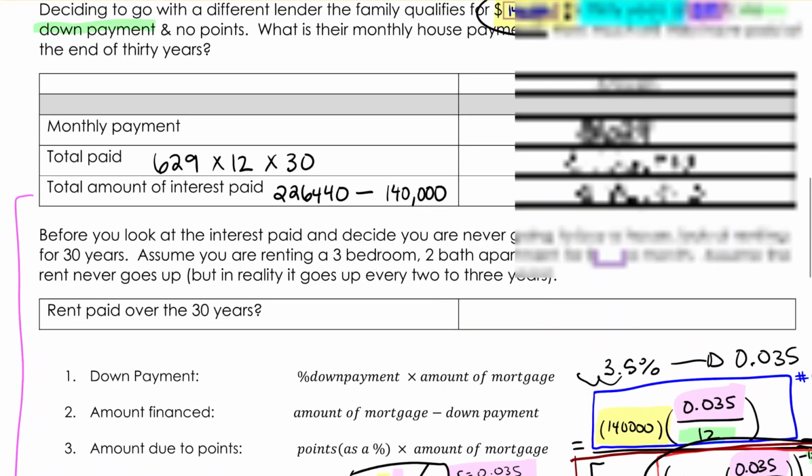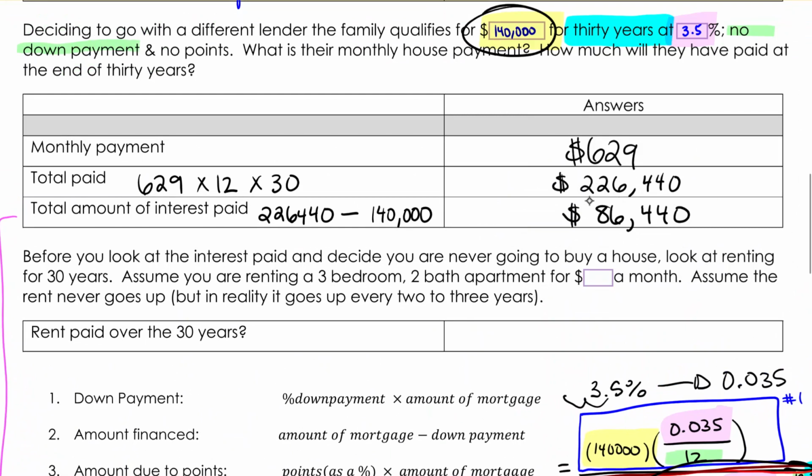Now these numbers might be alarming at first. It is a lot of money, but anything done regularly over 30 years can add up to be quite a bit of money. So what we're looking at in our final question is, before you look at the interest paid and decide you're never going to buy a house, look at renting for 30 years instead. Assume we're renting a 3-bed, 2-bath apartment, and let's suppose over the entire 30 years it stays at $800 per month. So assume that it never goes up, but in reality it would do so. What would be the rent paid over 30 years?